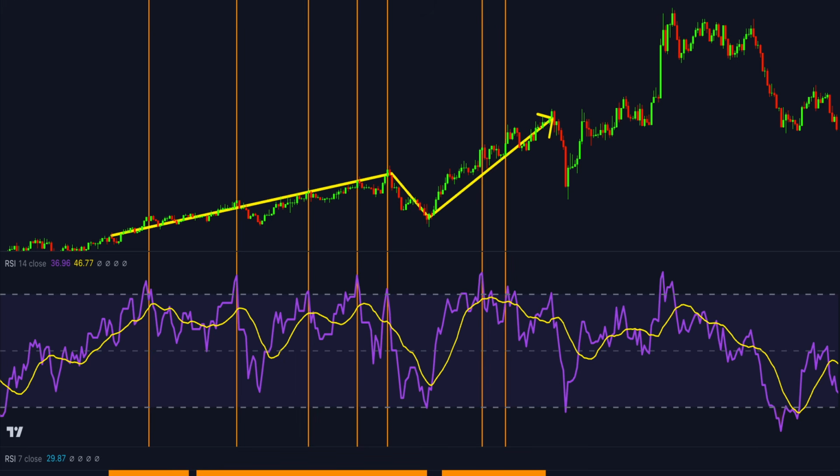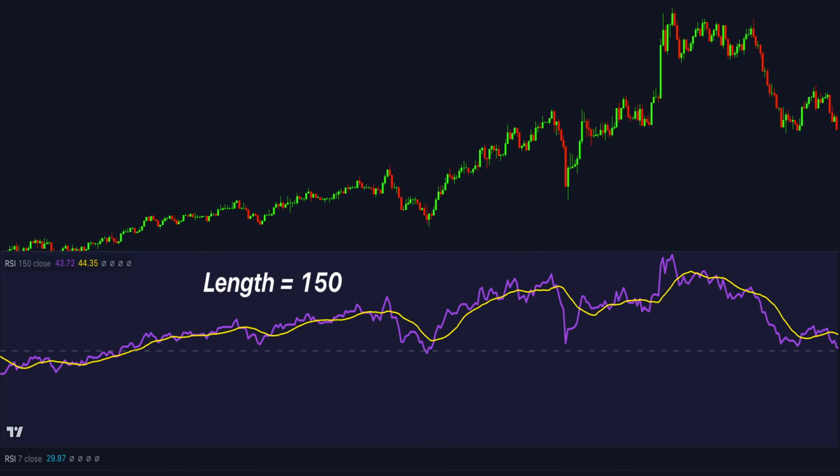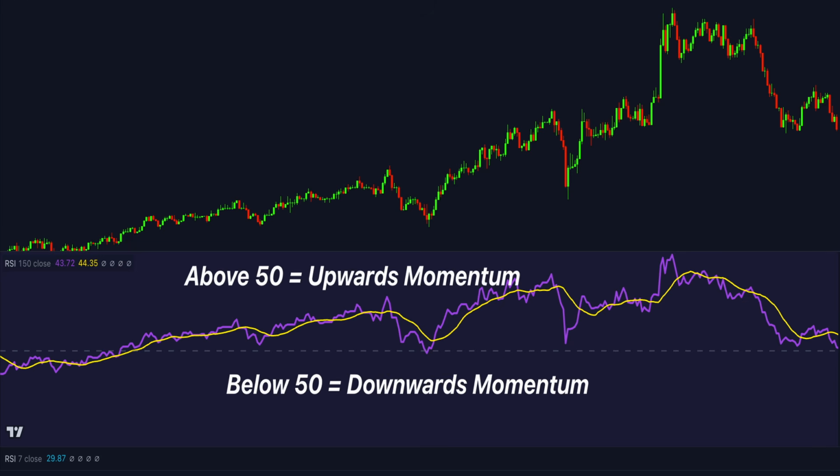This involves understanding changing the RSI length as well. First, we set the RSI to a much higher length. For this example, I'm going to use 150, but you can go higher or lower. We just want to significantly increase it from the default length of 14. Now we can use the 50 line of the RSI to show us the general momentum of the market. If the RSI is above the 50 line, we have an overall upwards momentum. If the RSI is below the 50 line, we have overall downwards momentum.